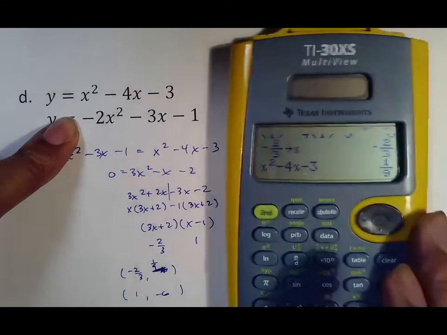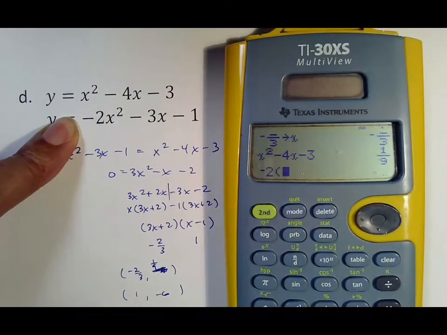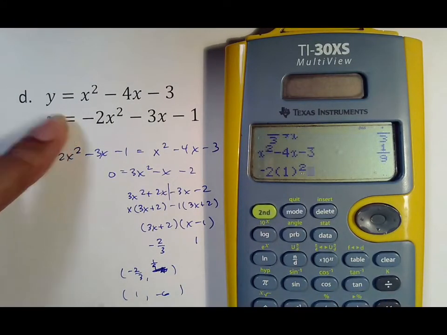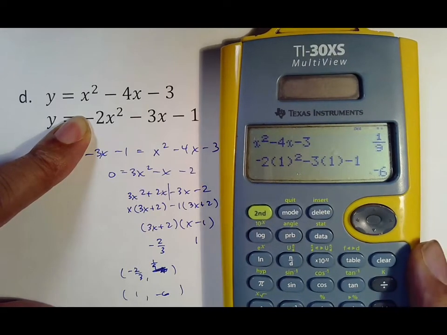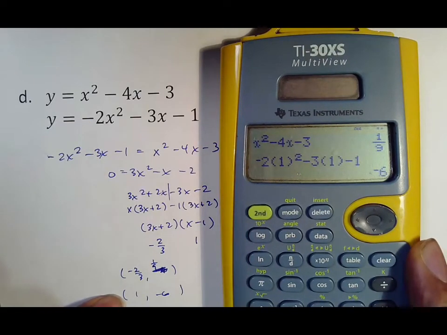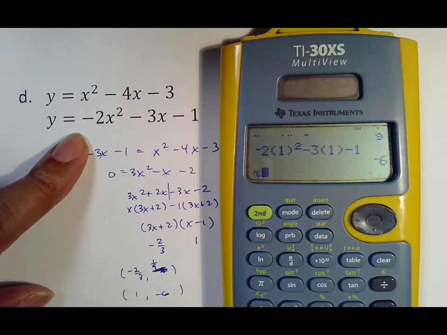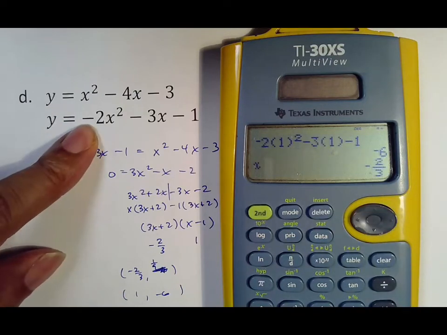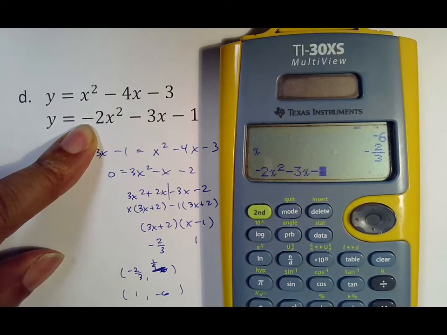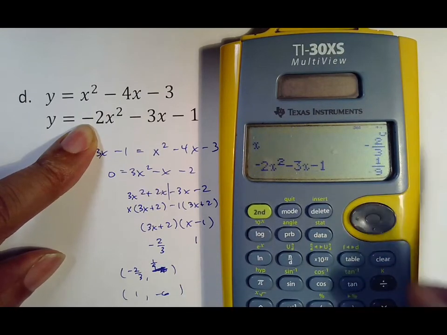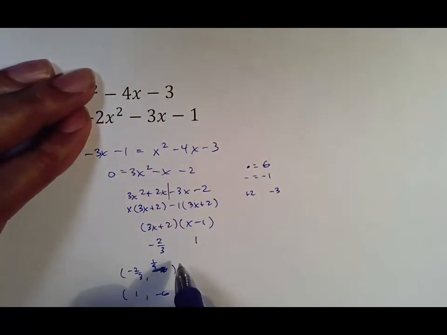I can check 1 here because it's not so bad. So -2 times 1 squared, because I'm checking to make sure this is right, that I get -6. Minus 3 times 1 minus 1 equals, there's my -6. So -1, or the 1 works. But remember that x is still -2/3, so I can also do this, -2x squared minus 3x minus 1, which also gives me my 1/9, which is what I had there.